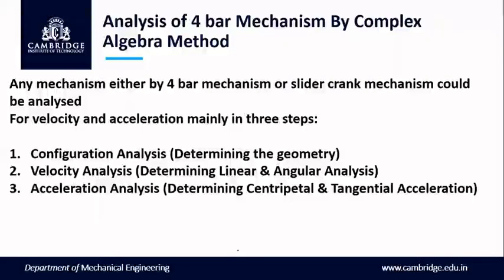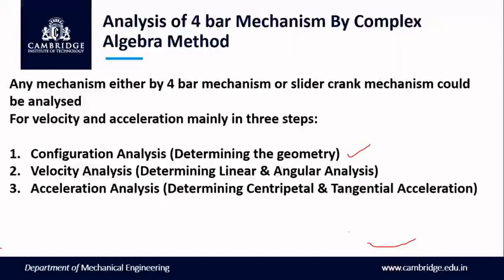The analysis of a 4-bar mechanism by the complex algebra method. We know that any mechanism, either a 4-bar mechanism or a slider crank mechanism, we can analyze using the complex algebra method. For velocity and acceleration, mainly there will be 3 steps. The first step is configuration analysis. In configuration analysis, we determine the geometry of the diagram.